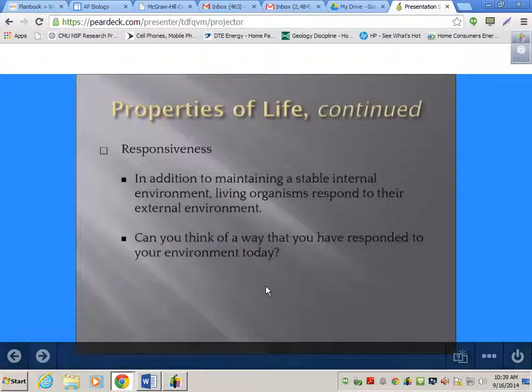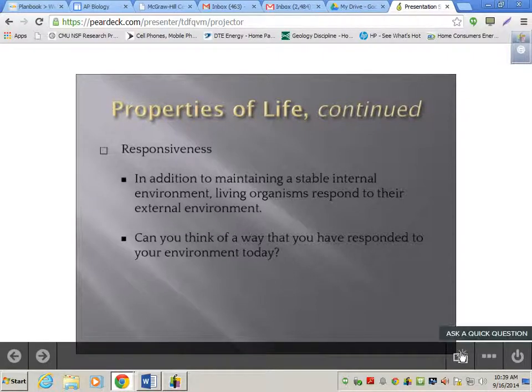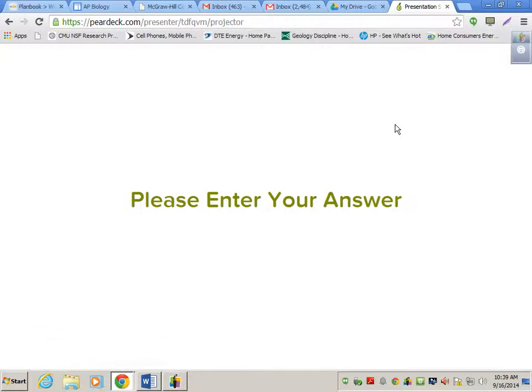This next part is responsiveness. Without it, we're in trouble, especially as animals. So in addition to maintaining a stable internal environment, living organisms need to respond to their external environment. Plants even do this. So right now, can you think of any way that you've responded to your environment today? I want you to tell me how you've responded to your environment today.